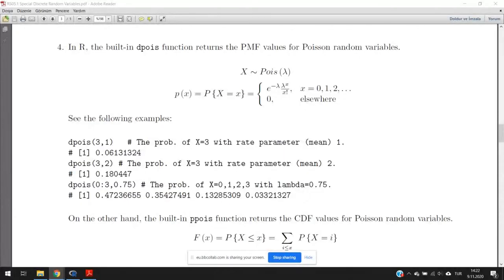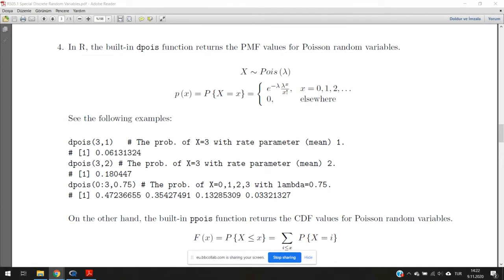Hello again. In this video, we are going to practice what we have done in the previous video for the Poisson random variable. Let's say we are being asked a probability question related to a Poisson random variable, and that is quite complicated to calculate with a calculator. In that case, we can use the programming language R to calculate the probability mass values or the cumulative probability values for that random variable as well.